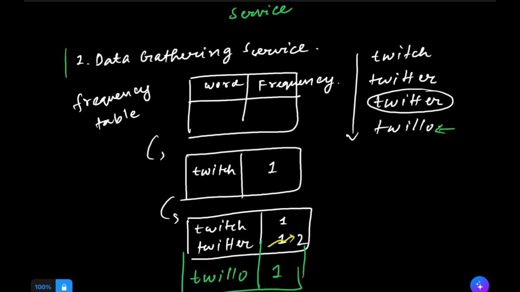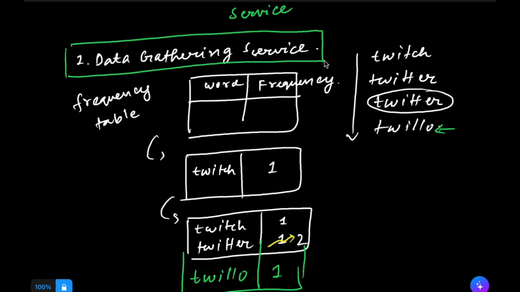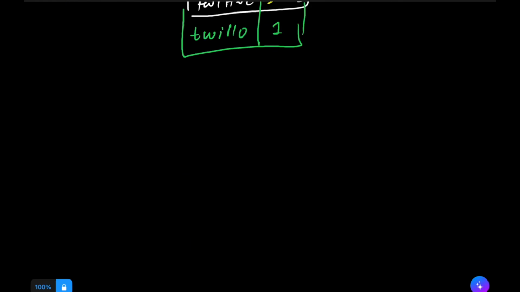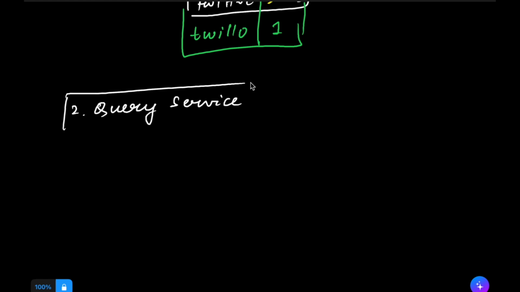So this is overall how data gathering happens. We sequentially enter or search some queries like Twitch or Twitter, and the data is fetched and stored in the frequency table. Second, we have the query service. Query is basically the string which we enter in the search box, and with that string we suggest the auto-completed suggestions in the search box.